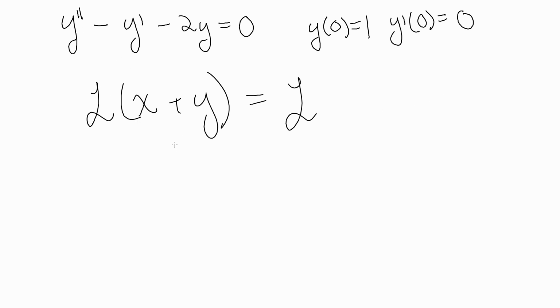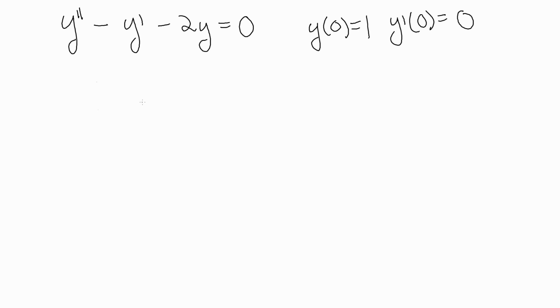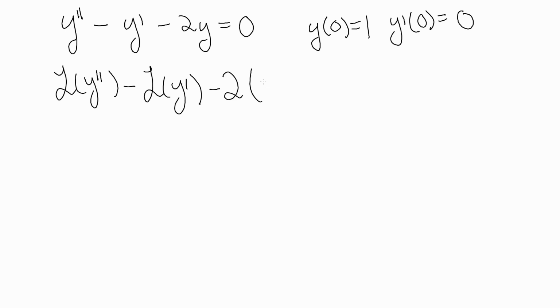So we'll apply that here. We'll just write it out. The Laplace transform of y double prime minus the Laplace transform of y prime minus 2, and take out the constant, times the Laplace transform of just y. And then we do the Laplace transform on the right side. The Laplace transform of 0 is just 0. So we have nothing special there.